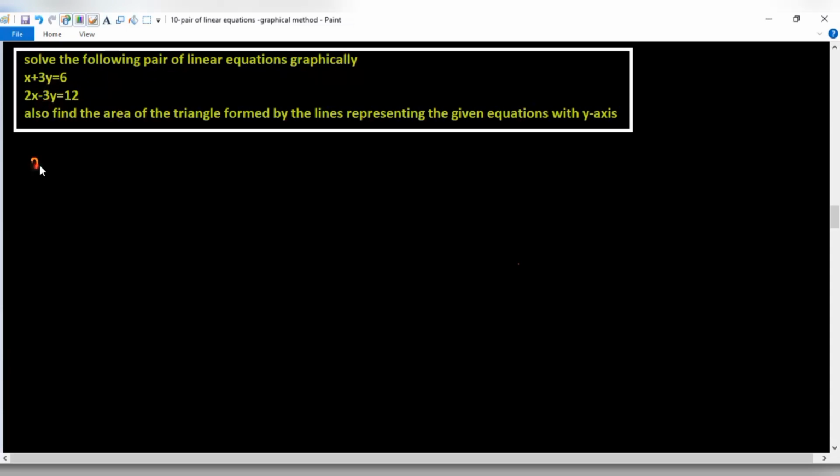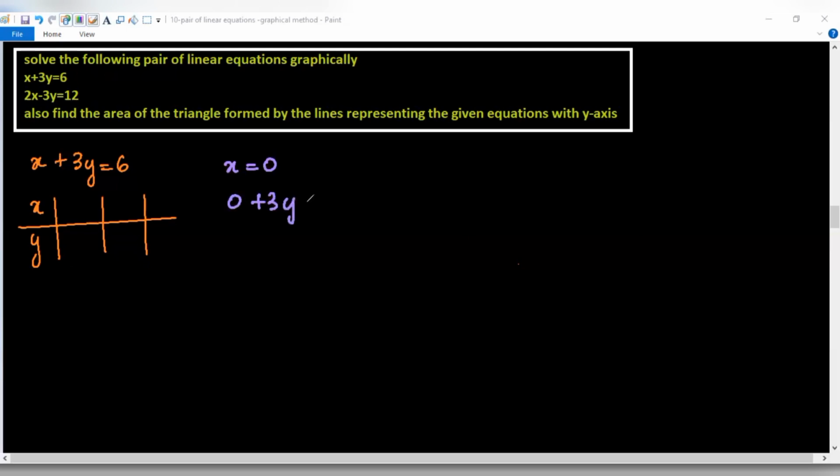So the first one is x plus 3y equal to 6. We need the corresponding x and y values which satisfy this given equation. Let us try. First, let us take x as 0. What happens when x is equal to 0? 0 plus 3y equal to 6, or 3y equal to 6, y equal to 6 by 3, that is 2. Okay, we got an integer pair: x equal to 0 and y equal to 2.